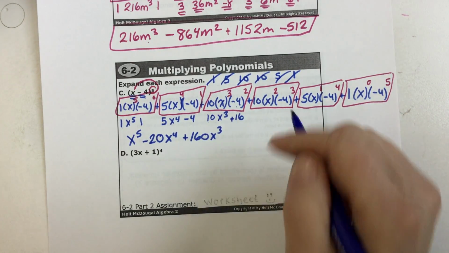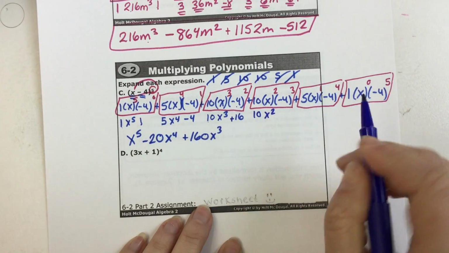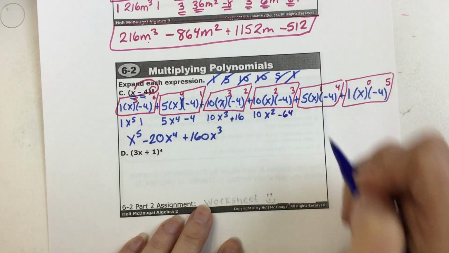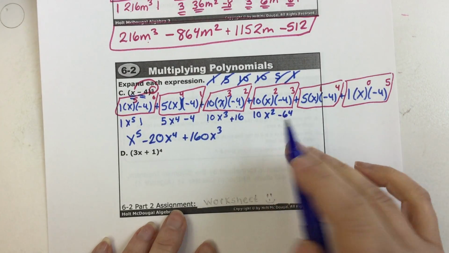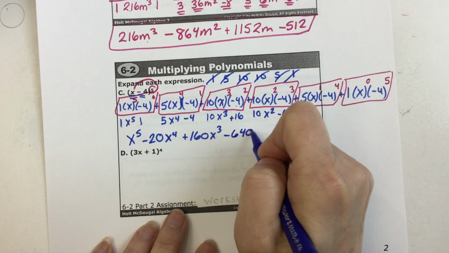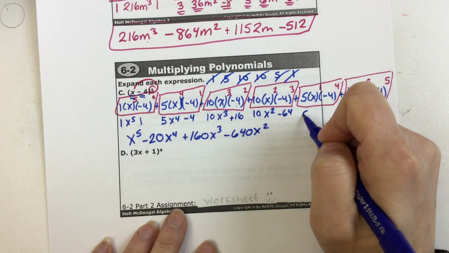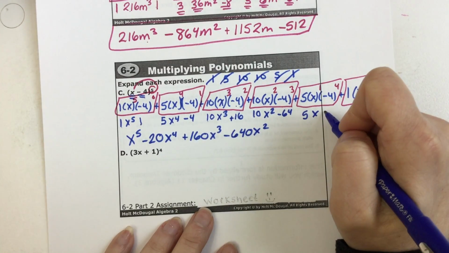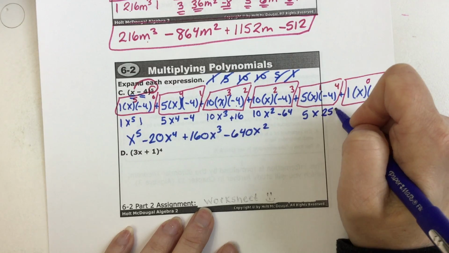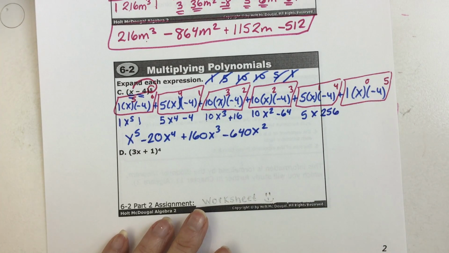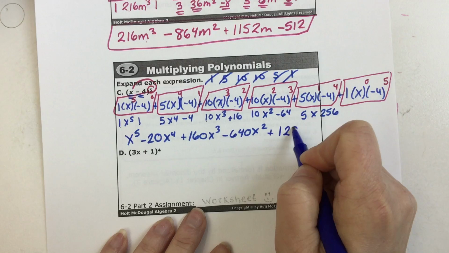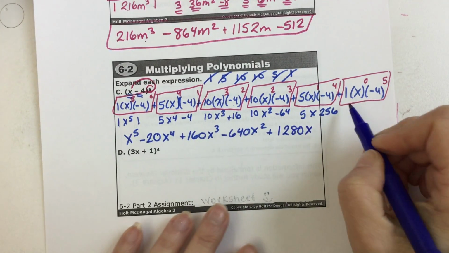Go to the next term. I go ahead and take 10. X has a power of 2. Negative 4 times negative 4 times negative 4 is negative 64. 10 times negative 64 is negative 640 x squared. 5x, if I have negative 4 to the power of 4, negative 4 times negative 4 times negative 4 times negative 4 is positive 256. Well, I have to now take that 256 and multiply it by 5, and I get a positive 1,280. We have 1x.